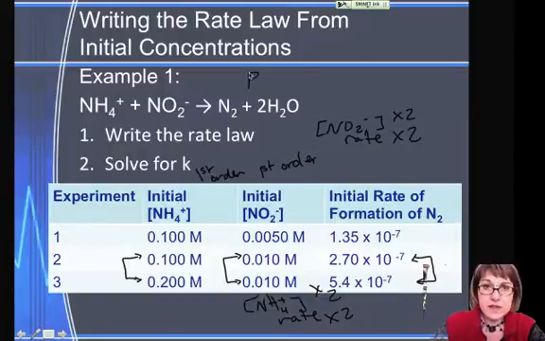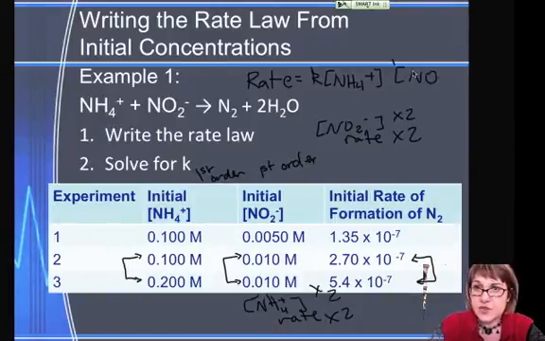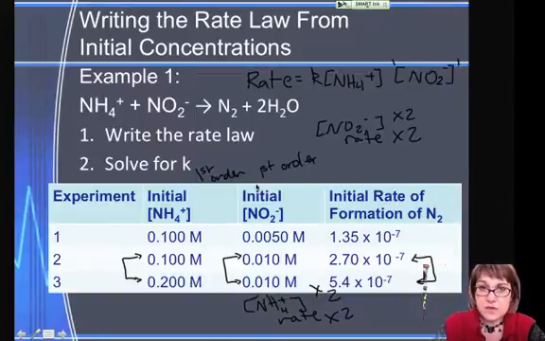So to write the rate law, we simply write that the rate for this reaction is equal to k, or some constant k, times the concentration of ammonium to the first power, which we don't have to write a 1, but we can. It's not wrong, it just looks funny, times the concentration of nitrate, also raised to the first power because it was first order with respect to both of these substances. So how do we solve for k then?